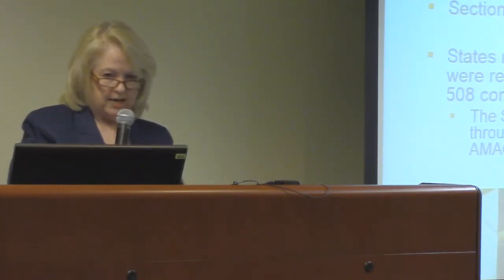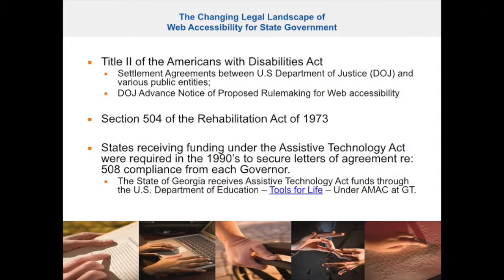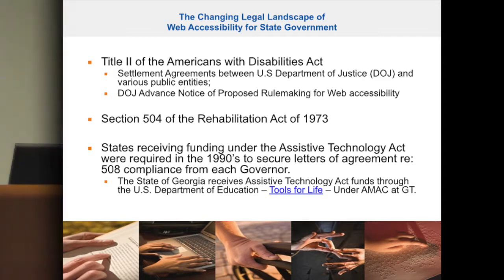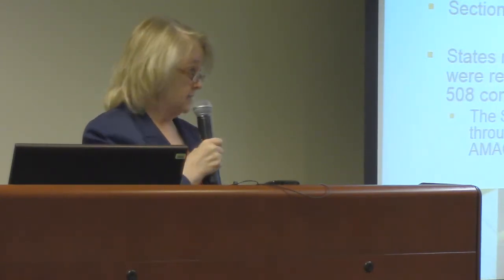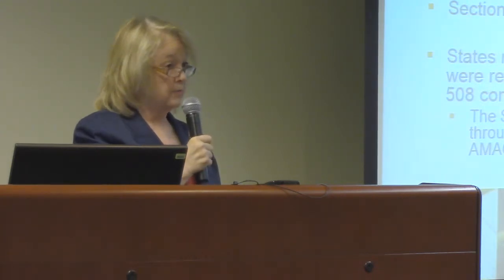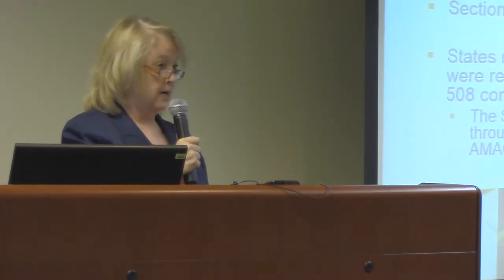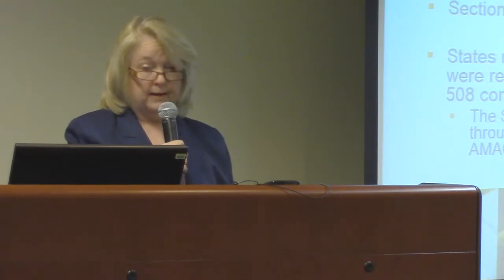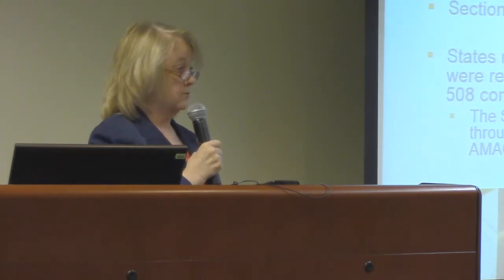So we're going to talk a little bit about the changing legal landscape of web accessibility for state government agencies. And we touched on Title II of the Americans with Disabilities Act and settlement agreements between the U.S. Department of Justice and various public entities. When I was doing some research about this, I happened to see that the Department of Justice had a settlement agreement with the city of Atlanta. And in it, one of the things that was cited was web accessibility. Now, there was no complaint made here. It's just that the U.S. Department of Justice periodically will do an evaluation and make recommendations. It's really from the standpoint of helping you understand what are some of the things that you need to address.